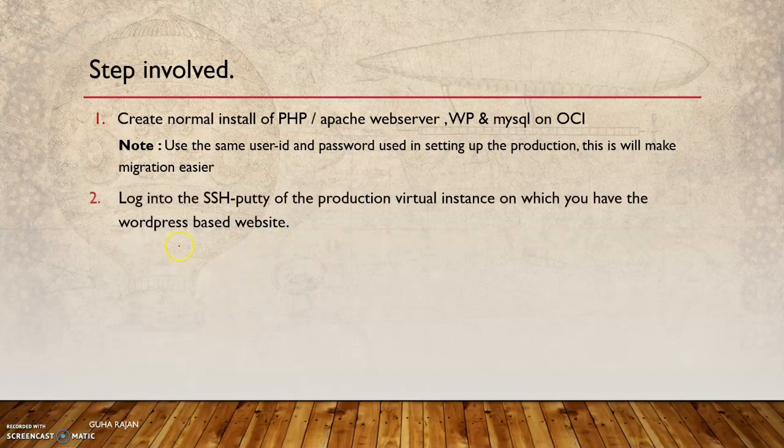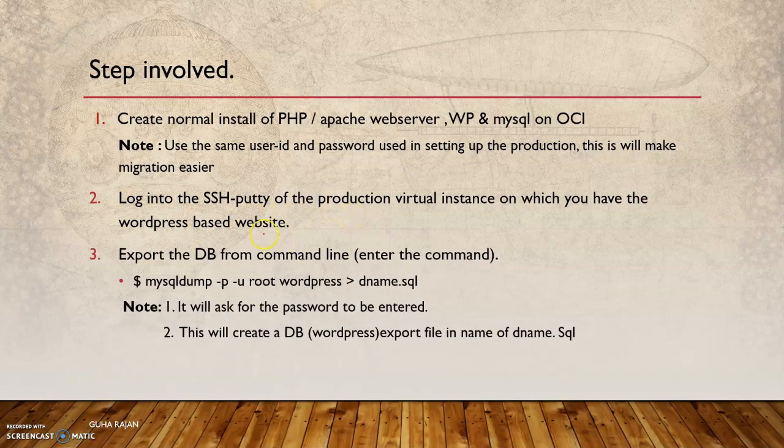And then the next step is to log on to the production environment through PuTTY, because you have to export the database. This is the command: mysqldump -p -u root wordpress, and this is the file name. The export file name is dname.sql. It will ask for the password for creating the dump, so whichever is the password to connect to MySQL, provide that password.